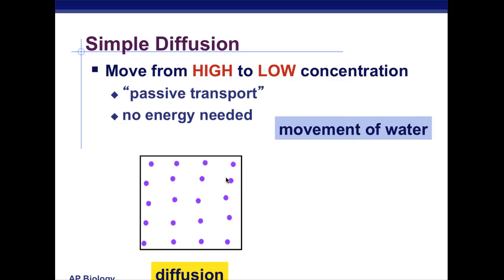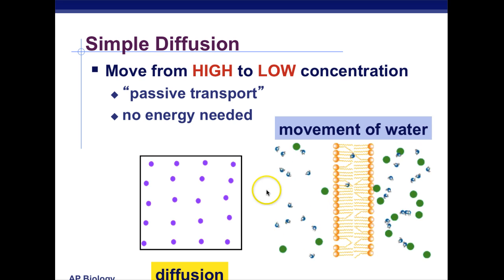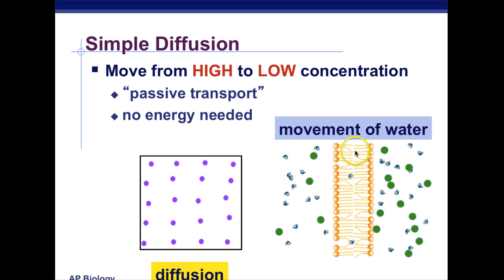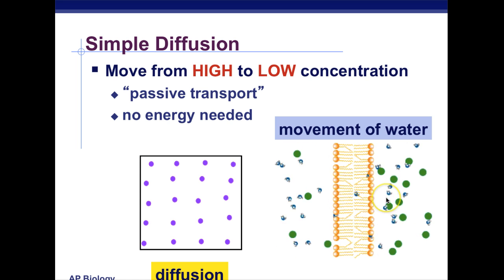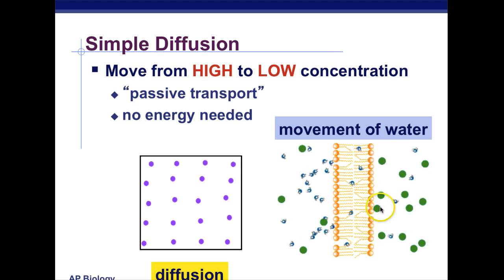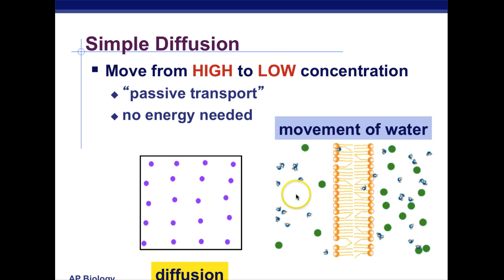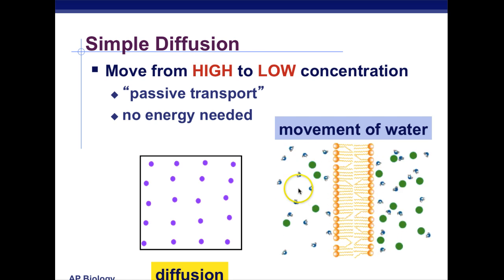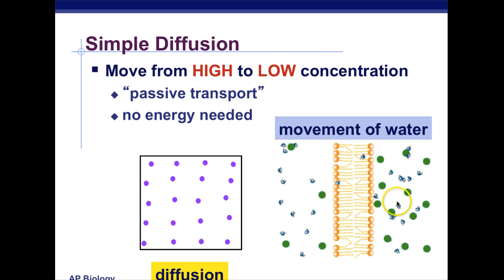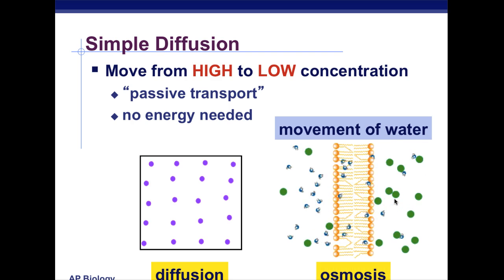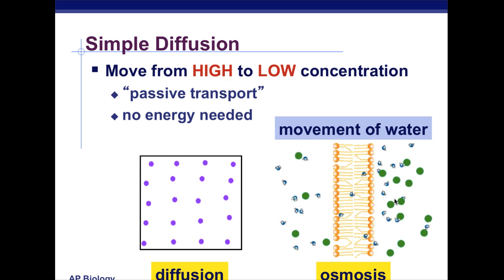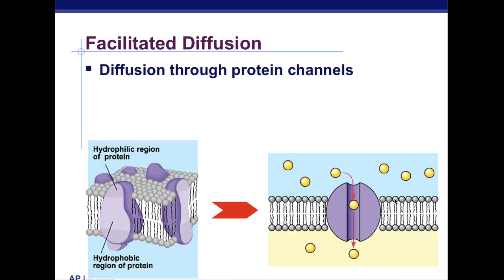We can say the same kind of diffusion when we look at movement of water. So here, if you look, this is a cell membrane. We can see the phospholipid bilayer. The green molecules represent solute, meaning things that are dissolved in the water. And then these little guys here are water molecules. And so here, water is going to move from an area of high concentration of water to an area of low concentration of water. And we call this particular type of diffusion osmosis. So the diffusion of water is known as osmosis.